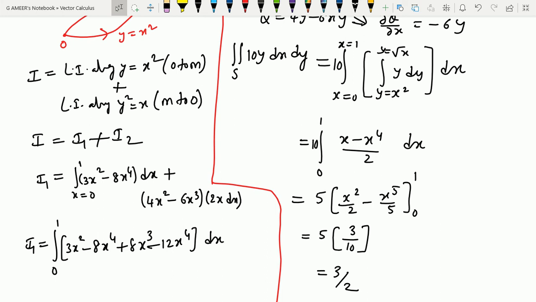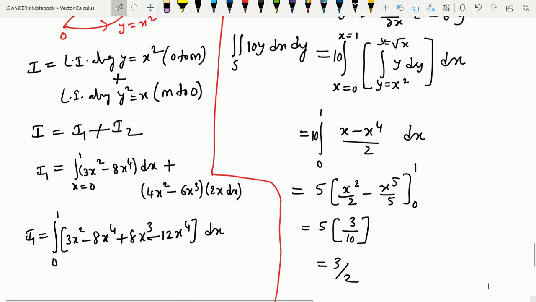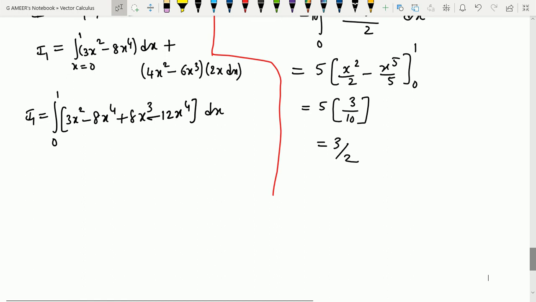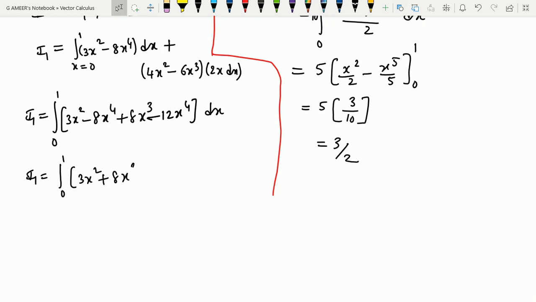The x cube integration is x cube by 3, x power 4 integration is x power 5 by 5. Minus 8x power 4 minus 12x power 4, so minus 20x power 4. So further it will become I1 equal to the integral from 0 to 1 of 3x square plus 8x cube minus 20x power 4.